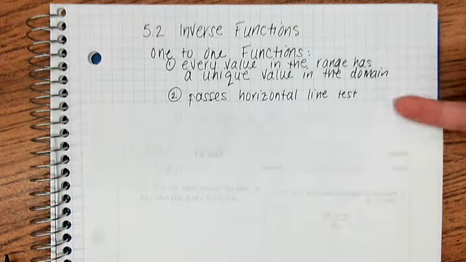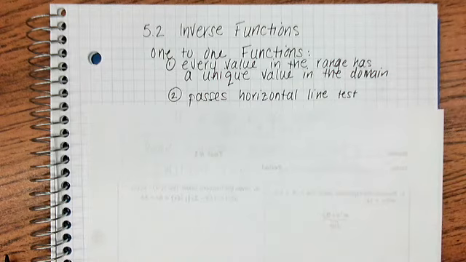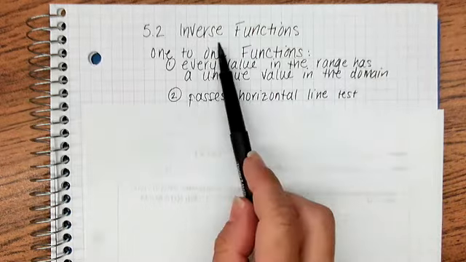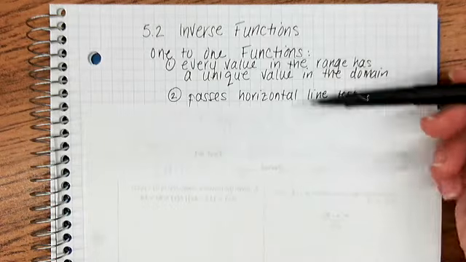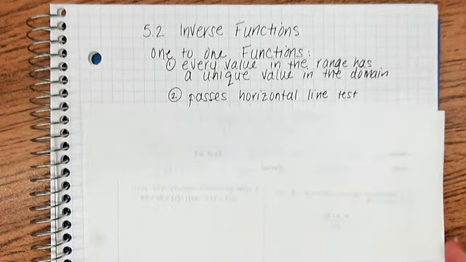So hopefully you recognize that this is the exact opposite of a function. A function, every value in the domain has a unique value in the range, and it passes the vertical line test. Well, if I'm going to be one-to-one, the opposite is true. So if you recall for inverse functions, how do you find an inverse? You switch x and y. So that is how the definition of one-to-one comes in.